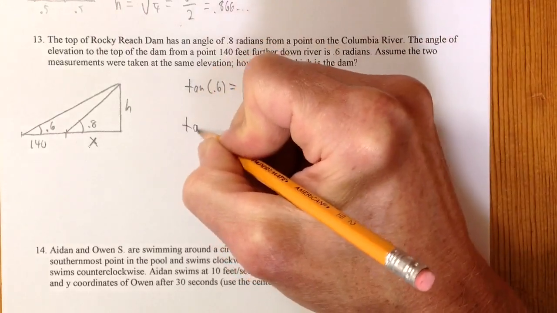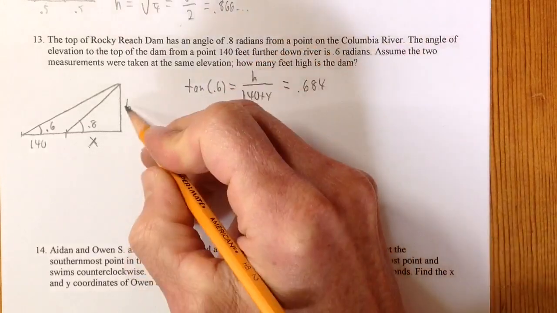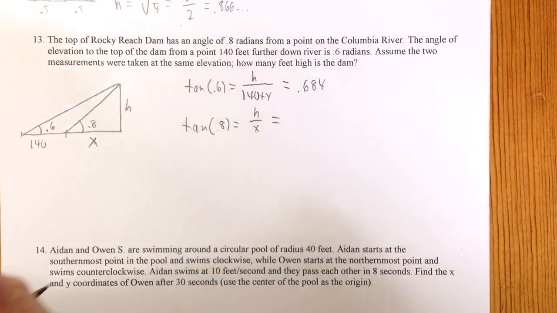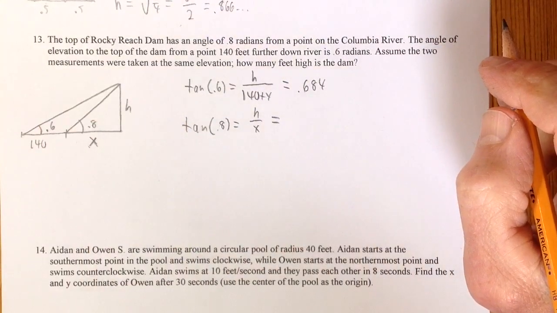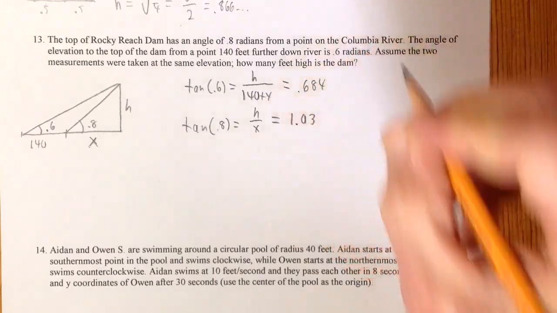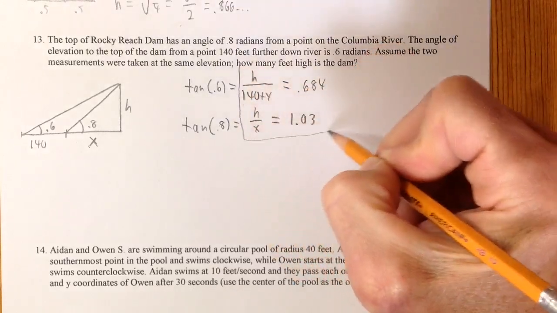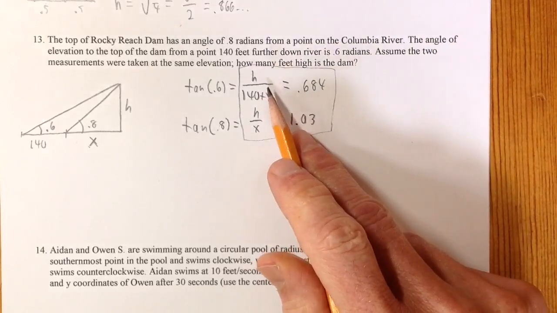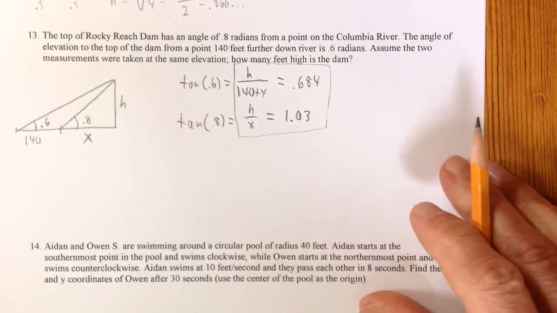And then we also have that the tangent of 0.8 is equal to the opposite over the adjacent, which is h over x. And tangent of 0.8 is 1.029, about 1.03. Let's call it 1.03. Okay, those are two equations right here. We need to solve for h. We want what h is. We have two equations, but two things we don't know. We don't know h or x, which means we can do it, but it's some work.